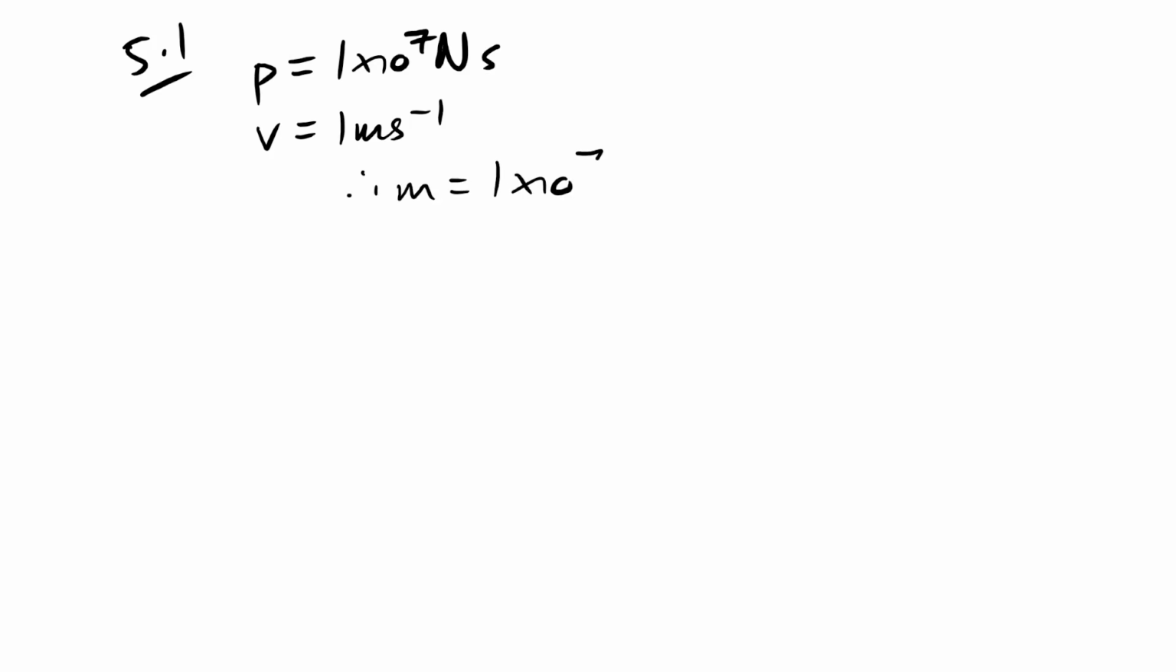5.1, we have a momentum of 1 times 10 to the 7 newton seconds. We've been asked to estimate the mass of the ship. So basically, how fast does a person walk? 1 meter per second, surely. Therefore, mass is about 1 times 10 to the 7 kilograms. Yep, there we go.